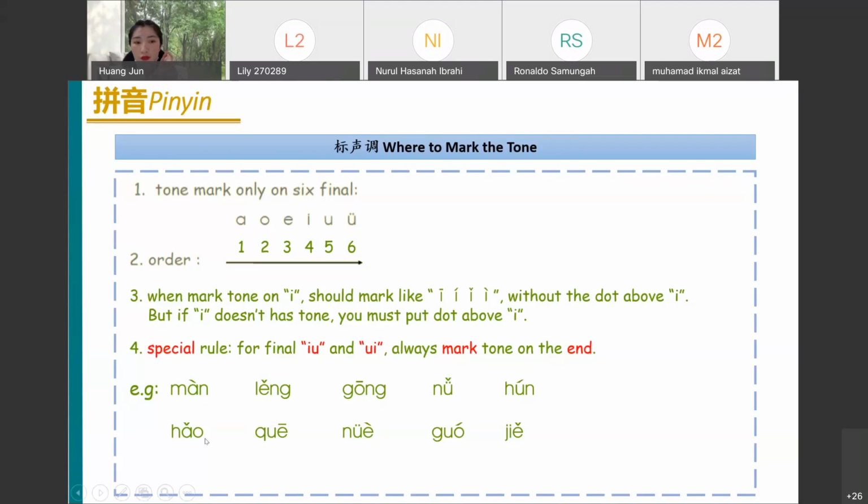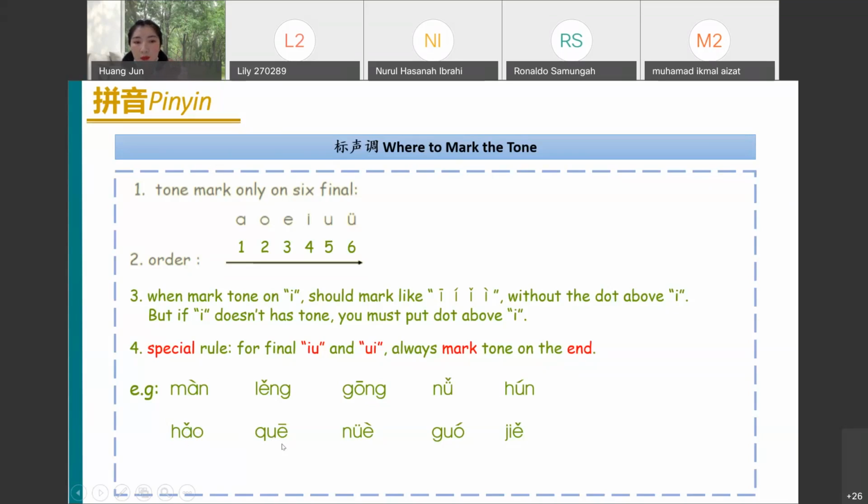But if there are 2 or more options put together, like HAO, both A and O can take a tone mark. So which one should you put the tone mark on? This is the second rule you need to remember. We give you the order over here. Rule number 2: whichever letter appears in front, you mark the tone on that. A is always the first one. A is number 1, O is number 2, then E, I, U, Ü are number 3, 4, 5, and 6. Which one appears in front? You put the tone mark there. Like A and O, A is always the first one, so you put the tone mark on A only.